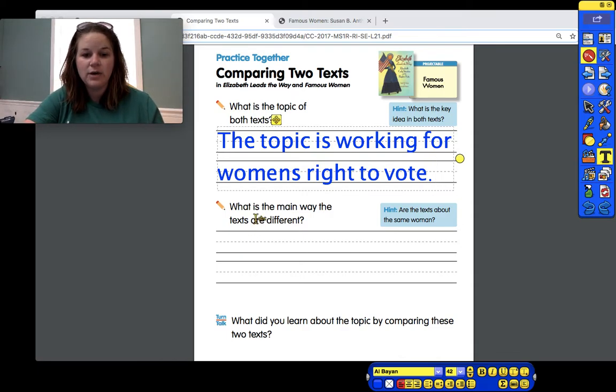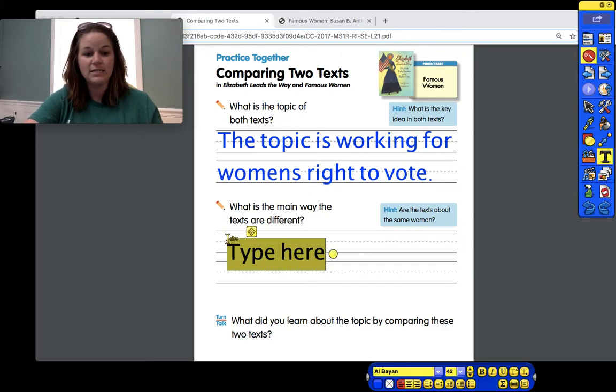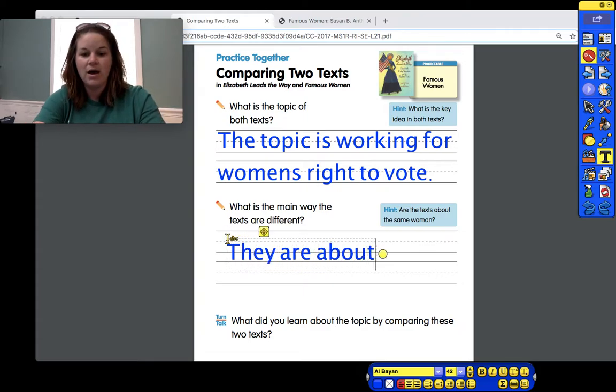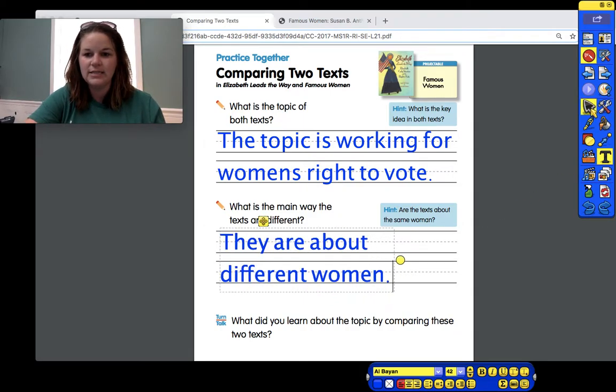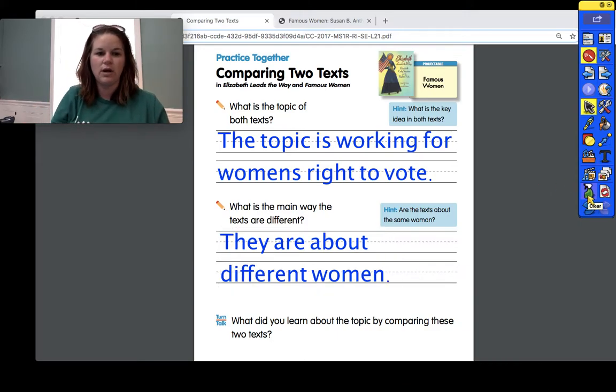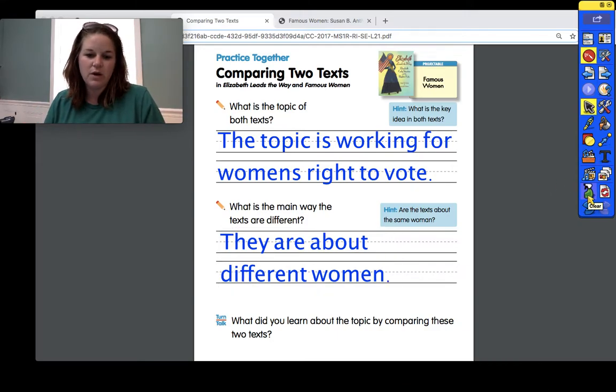Okay, so the next question says, what is the main way the texts are different? So we're going to contrast those. Are the texts about the same women? No, we know that they are different women. One of them is Elizabeth Cady Stanton, and one of them is Susan B. Anthony. So they are about different women. And again, I'll give you a few seconds to get these two answers written. Pause the video if you need to.